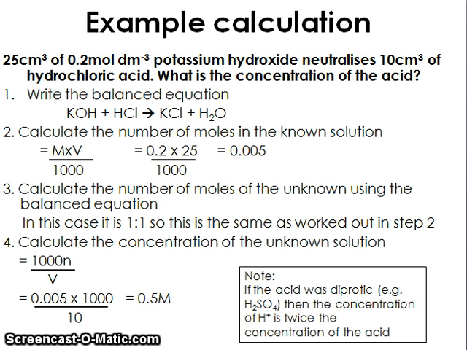So first thing you need to do is write the balanced equation, which is written here. So you've got KOH plus HCl gives KCl plus H2O. So that's our balanced equation. So now we can move to step 2.